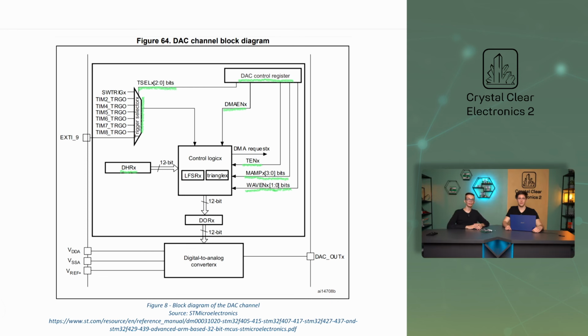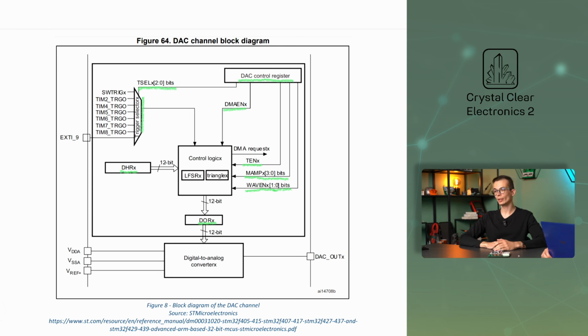Let's look at the data hold register, or DHR for short. This register is used to write the digital input value of the DAC conversion. Depending on the setting, it accepts an 8 or 12-bit number, left or right aligned. A little lower down, here you can see the data output register, or DOR for short. It is not writable directly, but handled by the control logic. This will be the input to the digital to analog converter.